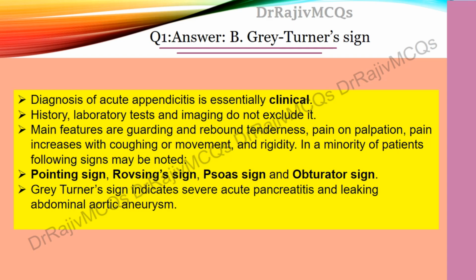and involuntary guarding. In a minority of patients with acute appendicitis, some other signs may be noted. However, their absence should never be used to rule out appendicitis. These are Pointing sign, Rovsing's sign, Psoas sign, and Obturator sign. The Grey Turner sign indicates severe acute pancreatitis and leaking abdominal aortic aneurysm. In it, there is frank skin discoloration due to retroperitoneal hemorrhage.